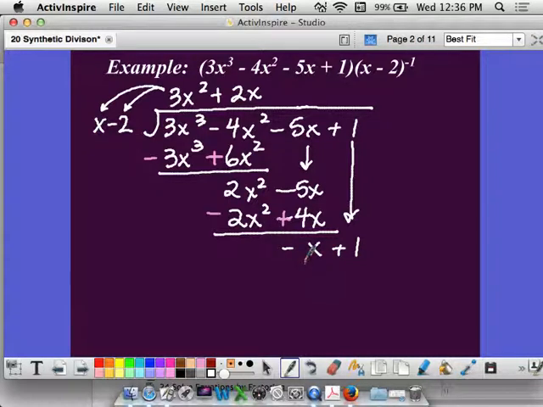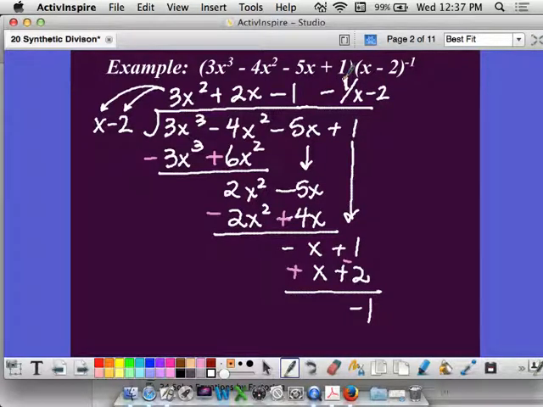X will go into negative x, a negative 1 times. So negative 1 times x is negative x. Negative 1 times negative 2 is a positive 2. Draw the line, change the signs, and combine. And when you combine, you end up with negative 1 as a remainder. So this is minus 1 over that binomial x minus 2.